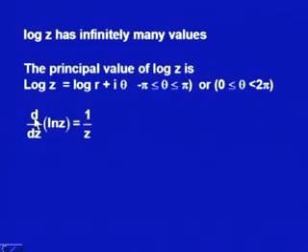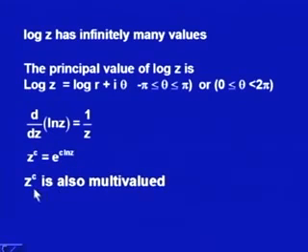One can also calculate the derivative: d by dz of ln z is equal to 1 upon z. Then we can define the function z raised to power c as e raised to power c ln z. So, z raised to power c is defined as this, and since the log function is multivalued, z^c is also multivalued. So, we can define z^c in terms of the log function.